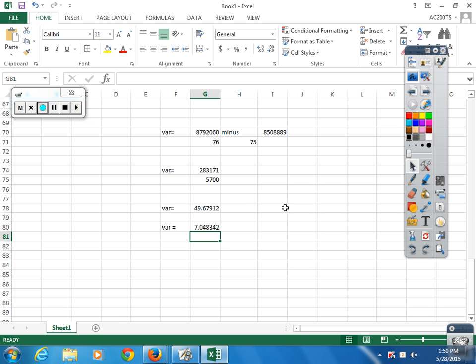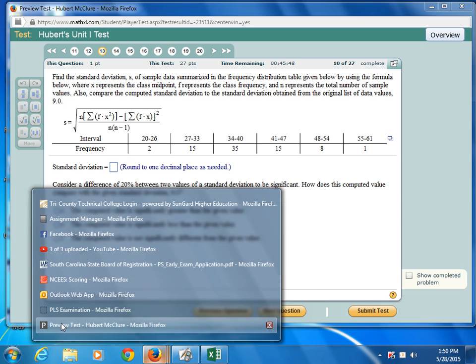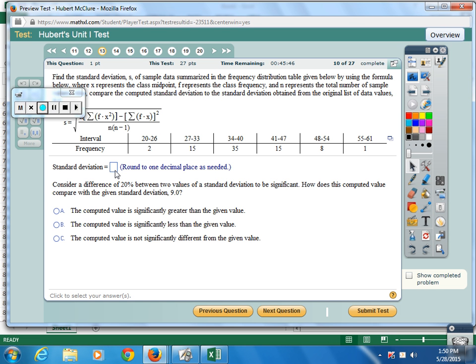All right. So, what does the question ask? Let's go back to the handy dandy question. Standard deviation is what? 7.05. Consider, well, 7.1. Consider a difference of 20% between two values of a standard deviation to be significant. How does this computed value compare to the given standard deviation?